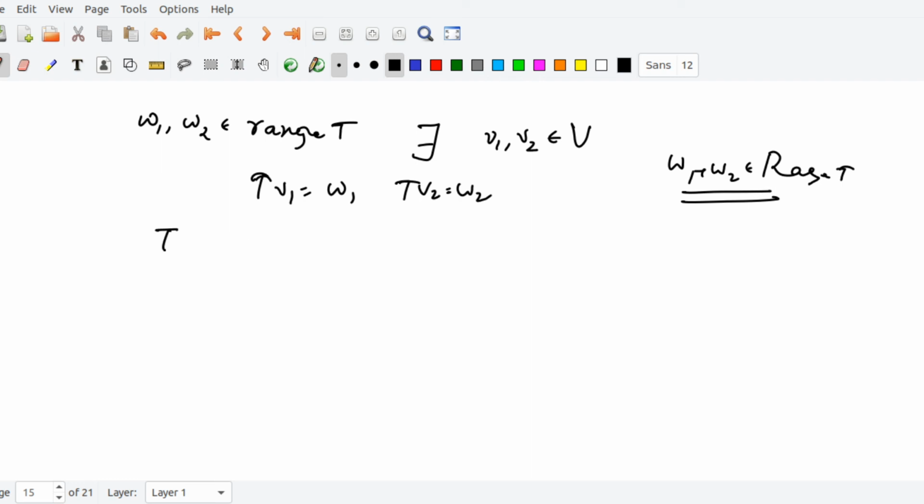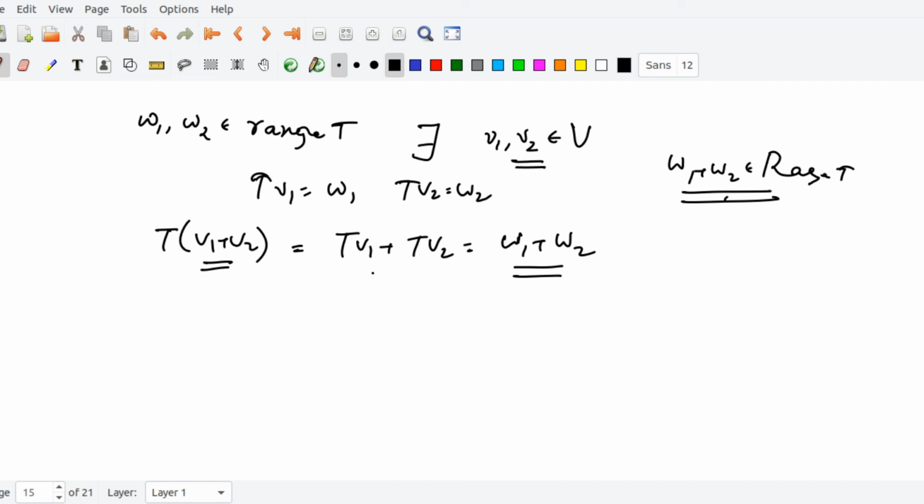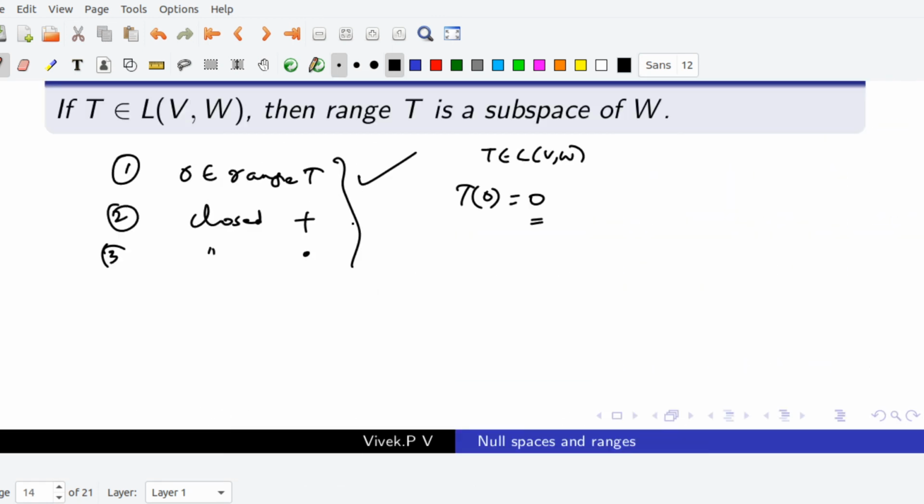Compute T of V1 plus V2. Since V1, V2 belong to capital V and V is a vector space, definitely V1 plus V2 belongs to capital V. Compute the T image of V1 plus V2. Since T is linear, this is equal to T V1 plus T V2. T V1 equal to W1, T V2 equal to W2. Hence, corresponding to W1 plus W2, there exists an element V1 plus V2 in the domain. Hence, we can say that W1 plus W2 belongs to the range space. So the range set is closed under addition. So the second criterion is verified.